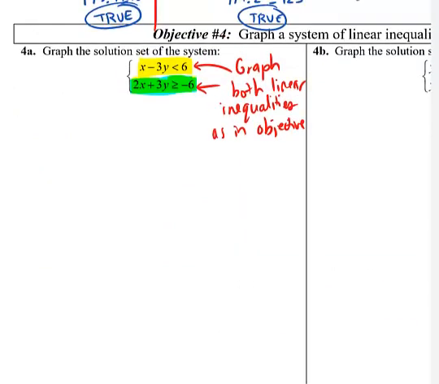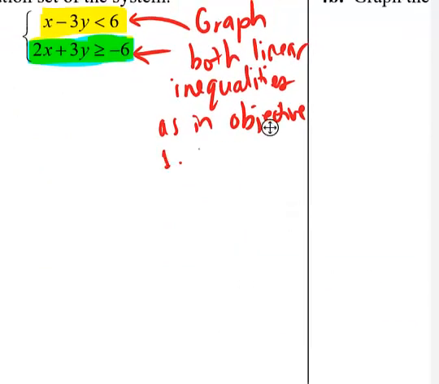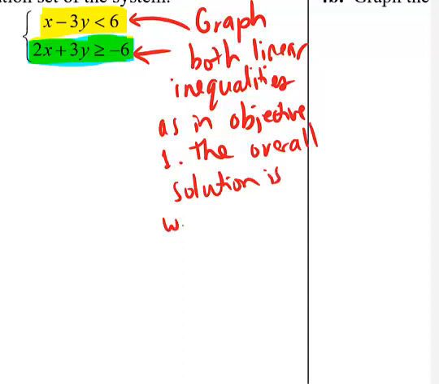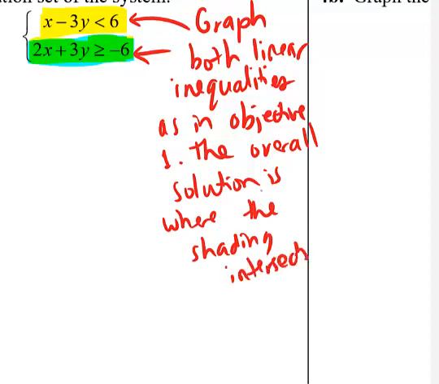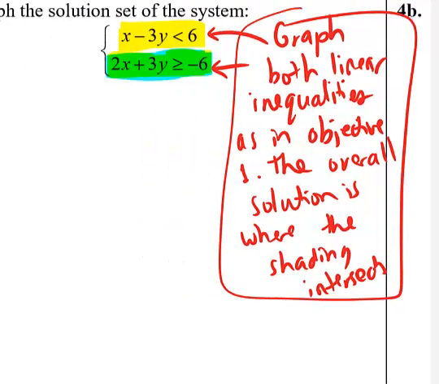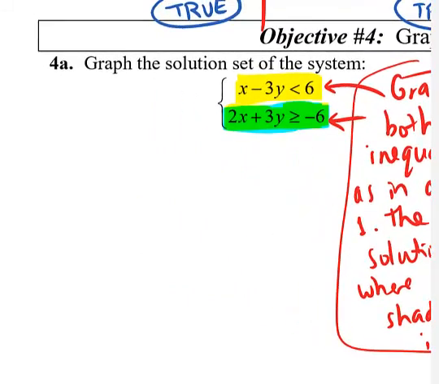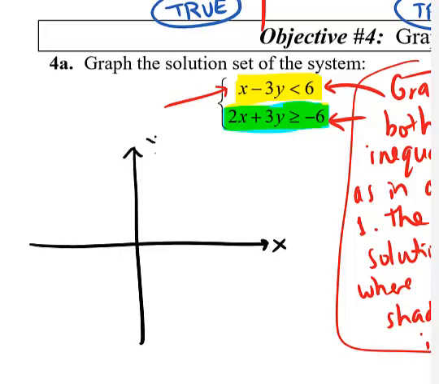Okay, so just like we did in objective 1, the overall solution that we're looking for is where the shading intersects. So like, for example, if we graph the yellow highlighted one, this top one here, it's going to give me some kind of a, I'm going to shade above or below that line, and then the green highlighted one, that guy is going to be a similar thing.